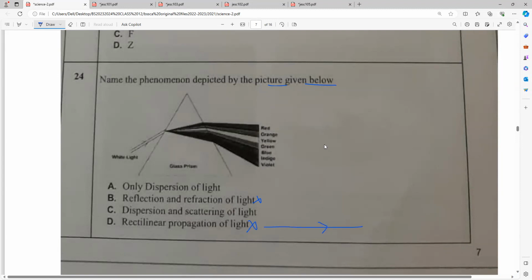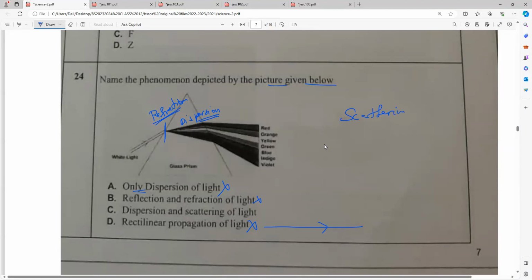A glass prism is there, and white light is there. So first it is dispersing. The phenomena which will take place here is actually refraction followed by dispersion. The options are not perfect, but the option they are giving is dispersion followed by scattering of light. No other options are matching. Only dispersion of light is not taking place. It is refraction followed by dispersion, as well as scattering of light.